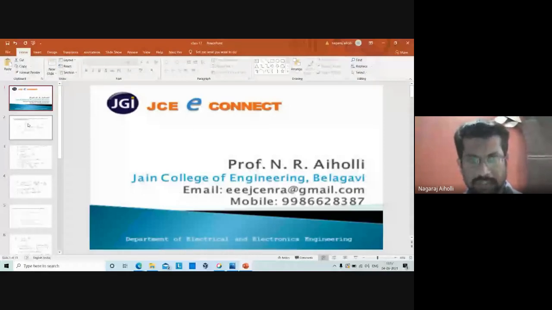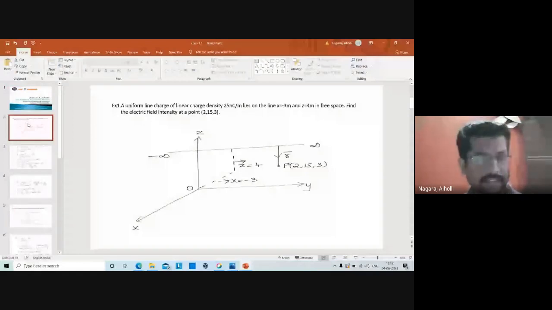Note down these examples. The first example appears like this. A uniform line charge of linear charge density 25 nanocoulomb per meter lies on the line x equal to minus 3 meter and z equal to 4 meter in free space. Find the electric field intensity at a point (2, 15, 3). Note down this problem statement and the figure.